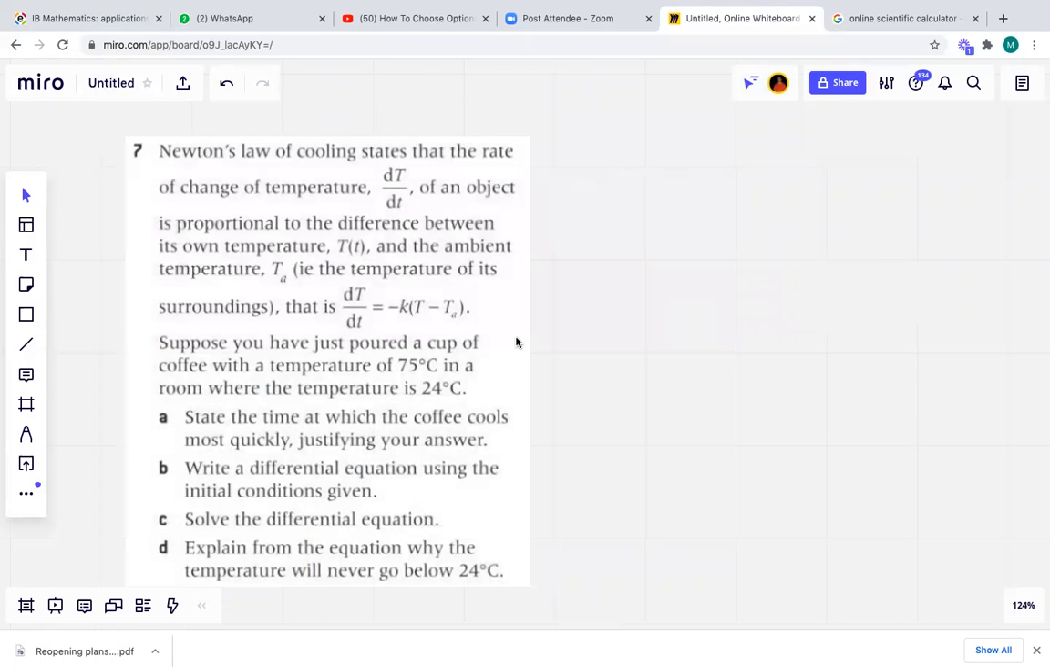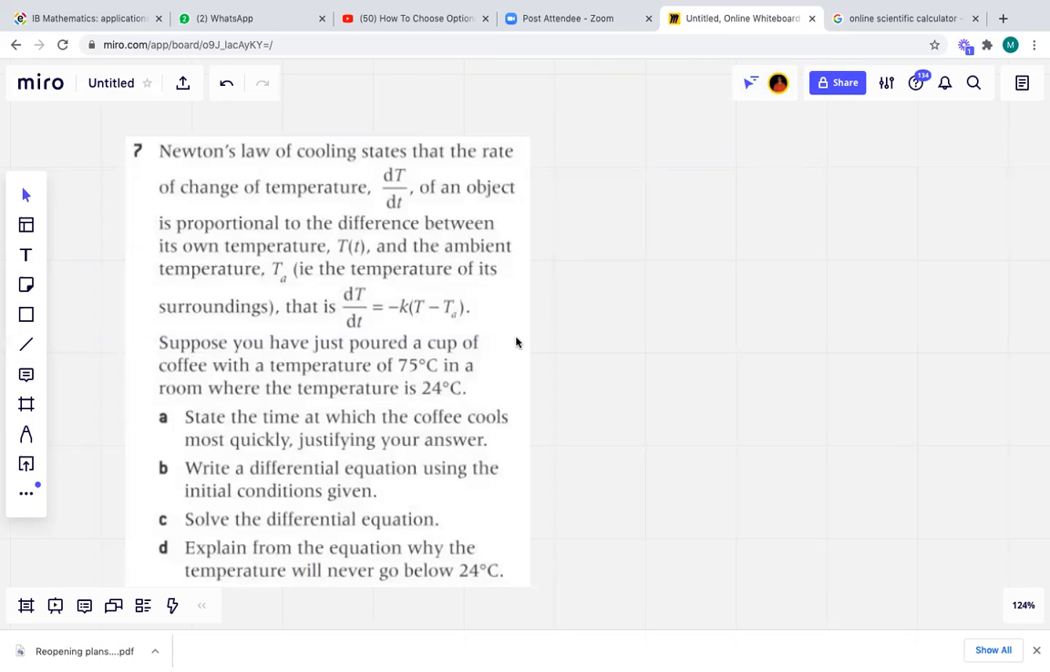Okay. Read this question. Newton's law of cooling states that the rate of change of temperature, dT by dt, of an object is proportional to the difference between its own temperature T(t) and the ambient temperature Ta, that is, the temperature of surroundings. That is, dT/dt equals minus k (T minus Ta).